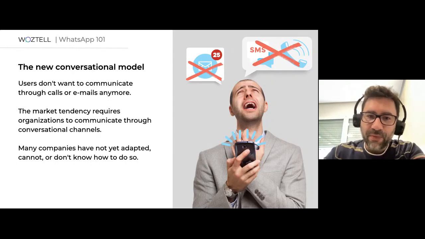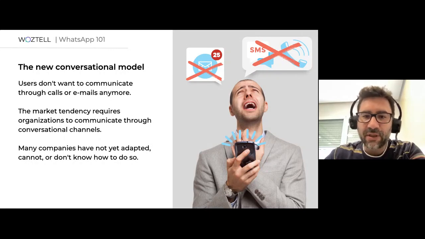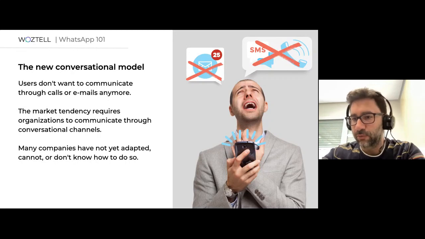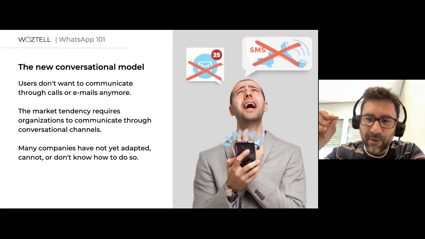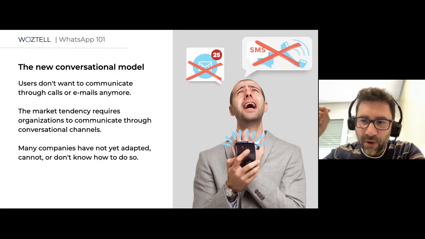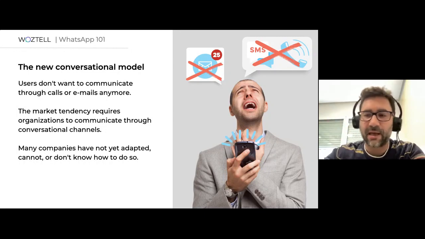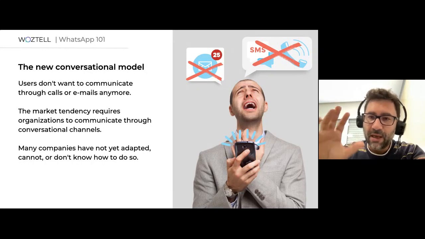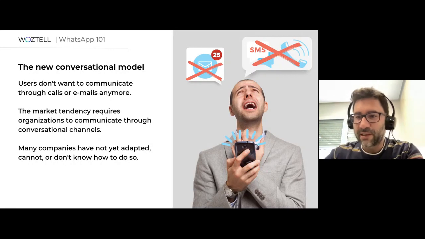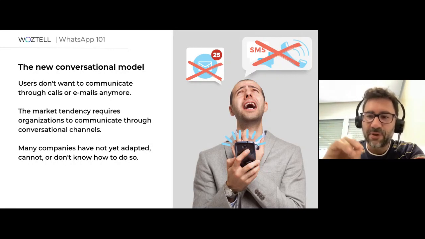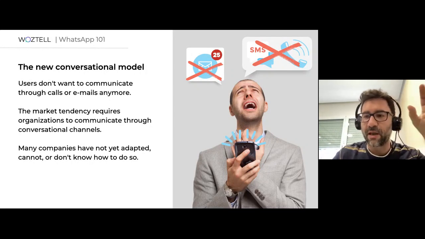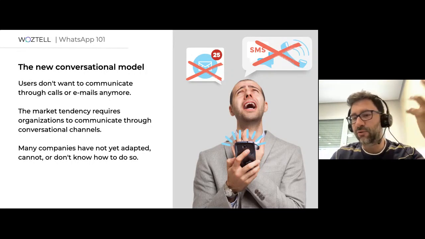What is happening now? Many companies have not yet adapted, cannot, or don't know how to. That's the real problem we are facing now, with a lot of companies that ask us, hey, I want to start with WhatsApp, but they don't really know how to start. So we created this webinar to give the information you need, to be sure that you understand how WhatsApp Cloud API works and what it can do for your company.